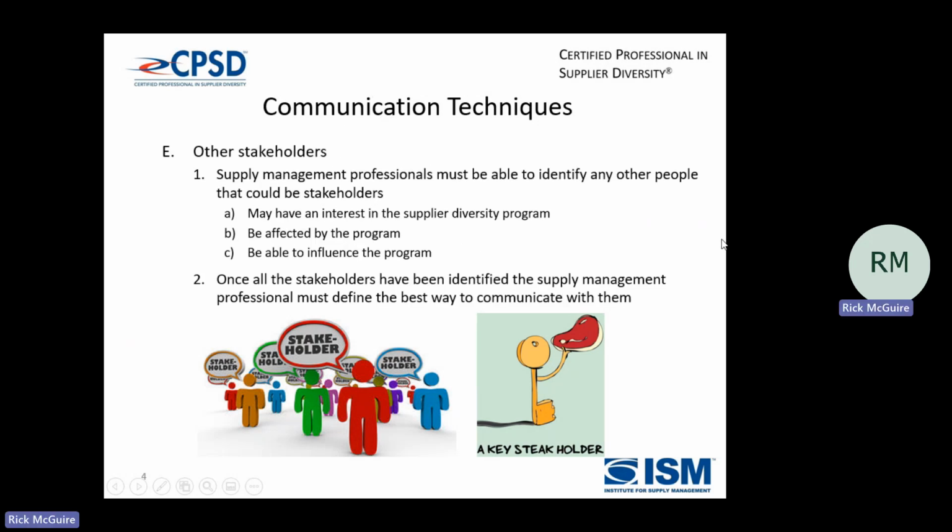Other stakeholders, supply management professionals must be able to identify any other people that could be stakeholders. May have an interest in the supplier diversity program, may be affected by the supplier diversity program, or may be able to influence the program. Once all the stakeholders have been identified, the supply management professional must define the best way to communicate with them.